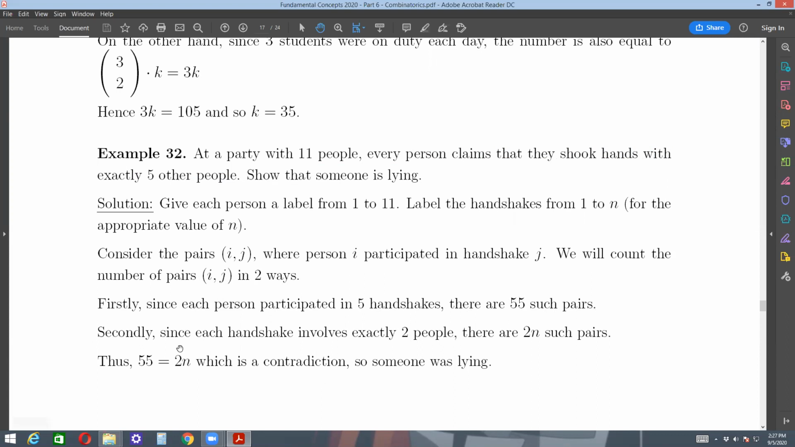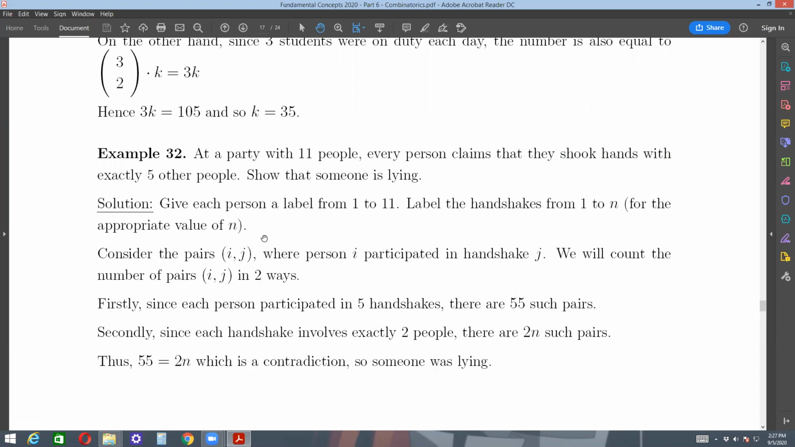On the other hand, each handshake involves 2 people. So for each J, there are 2 values of I. We know there are n handshakes, so J goes from 1 to n, and for each of those there are 2 possibilities for I. So the answer here would be 2n. Again, this is the same thing counted in 2 different ways, so 55 must be equal to 2n, which is a contradiction. So somebody is lying, because 55 is odd and 2n is even.